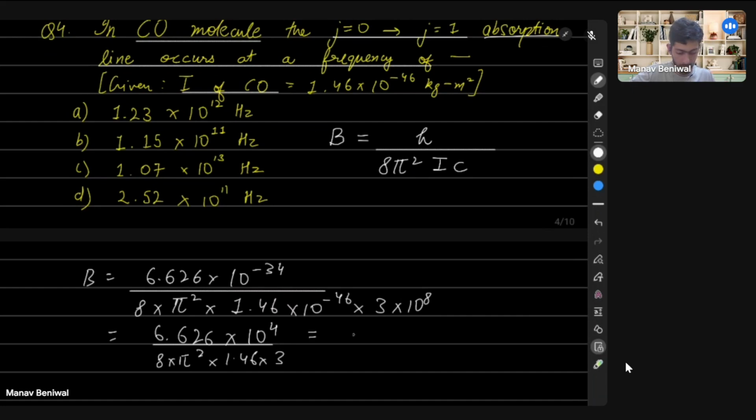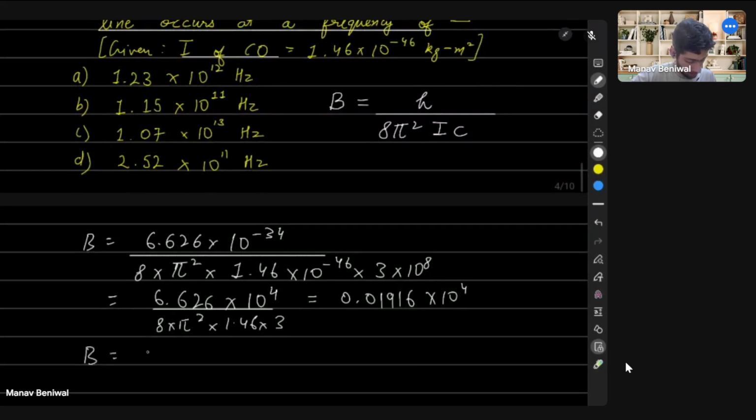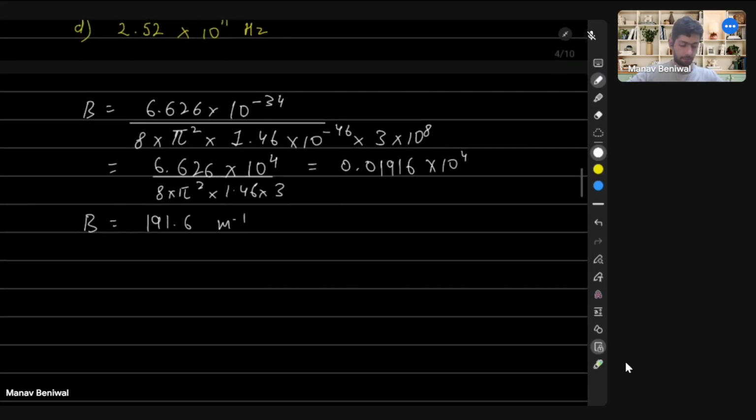So this comes out to be 0.01916, into 10 to the power 4, that is 1, 2, 3, 4. So then B is nothing but 191.6 per meter. Okay, so this is what we have.